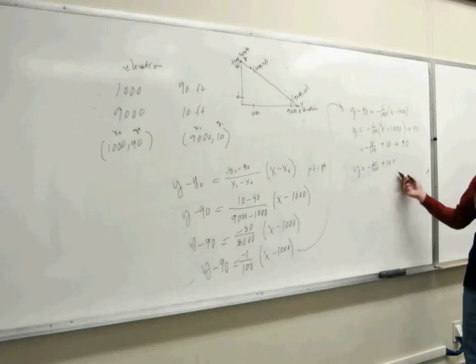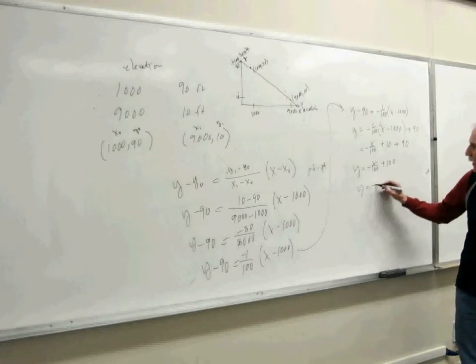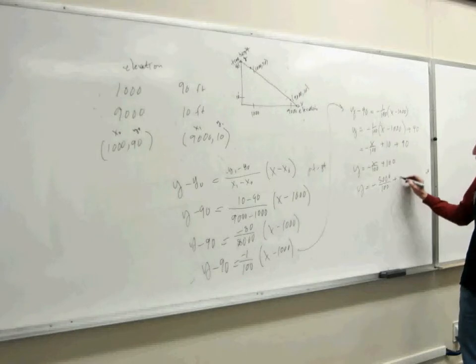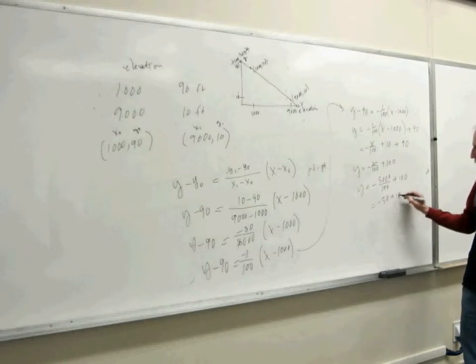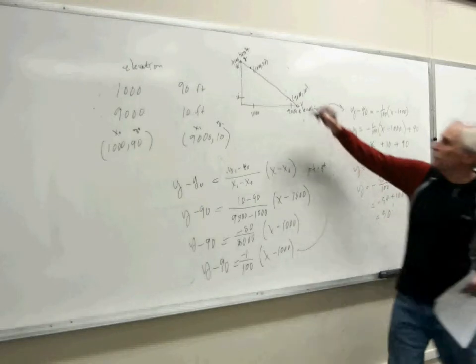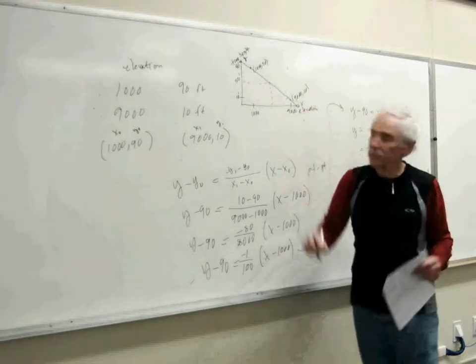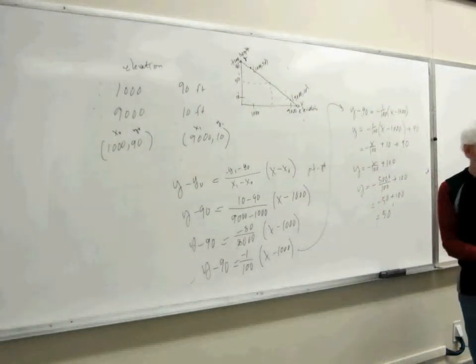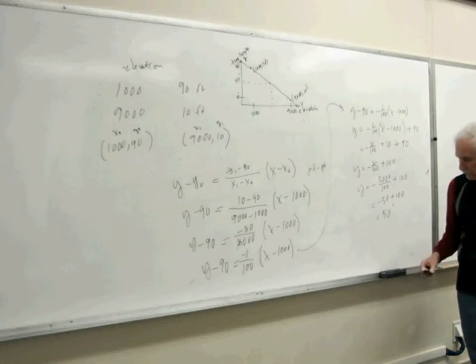What do I set to 5,000 in this y equals mx plus b? So y equals minus 5,000 feet over 100 plus 100. And that's minus 50 plus 100 equals 50 feet. So at the 5,000 foot level, right here, they're 50 feet. Okay, so that's question 7.